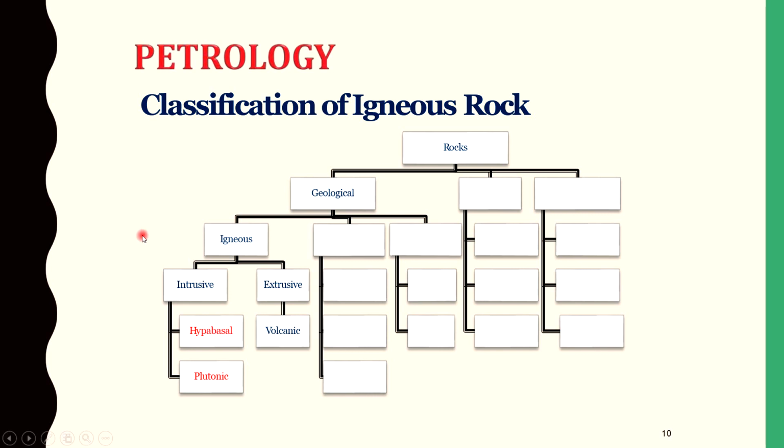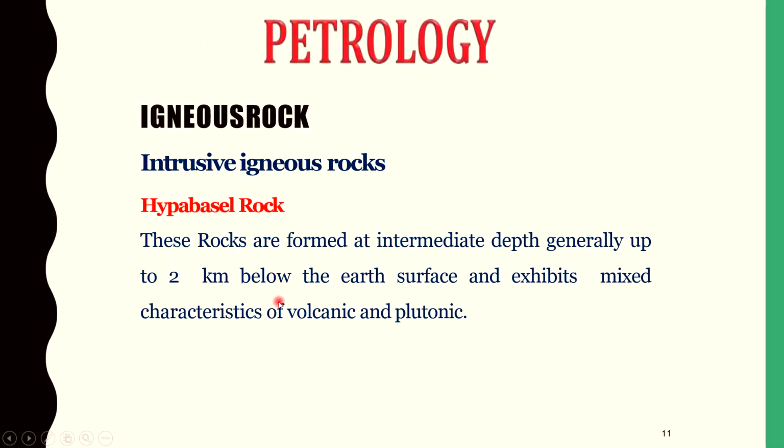Now the next type: in intrusive rocks there are two more types, hyperbasalt and plutonic. So in intrusive rocks there are two types of rocks, hyperbasalt and plutonic. So first is hyperbasalt.